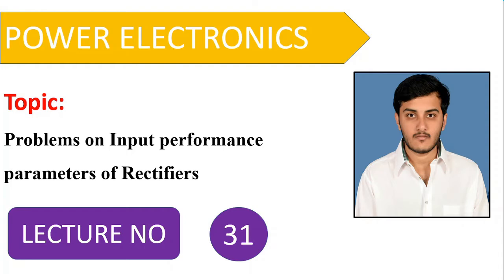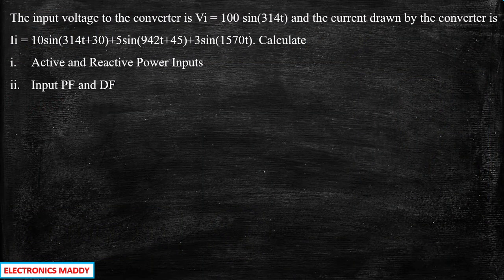In today's video, we're going to take a look at problems on input performance parameters of rectifiers. So let's start off. We're going to see only one numerical, and this is the problem statement. After solving this particular problem, you will be able to correlate with any number of numericals that you get. So let us try to understand what this question is.